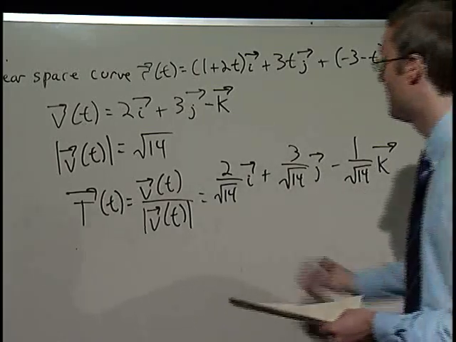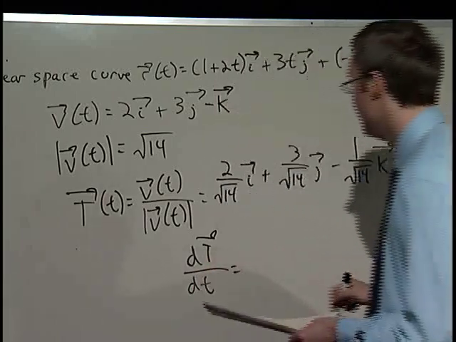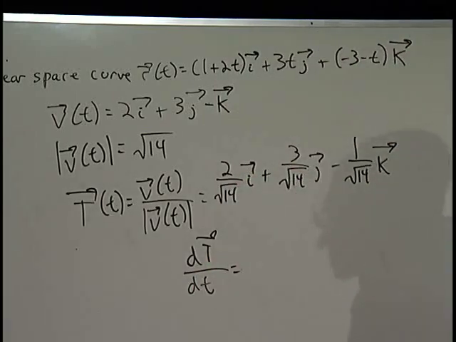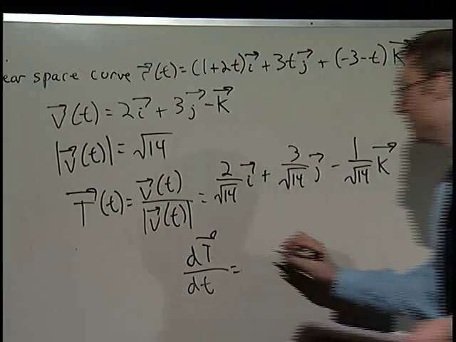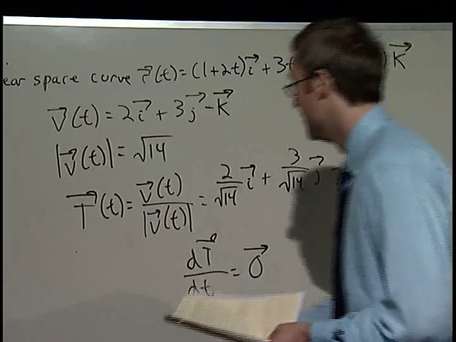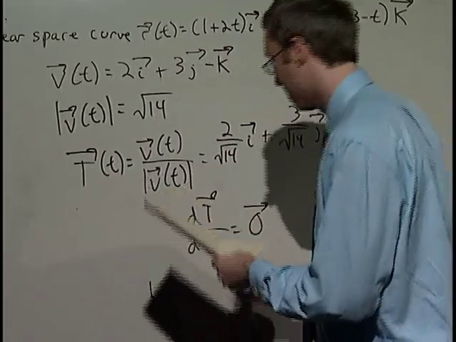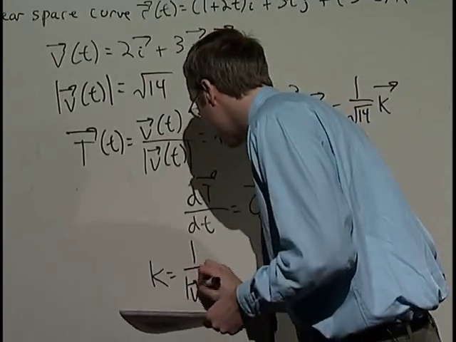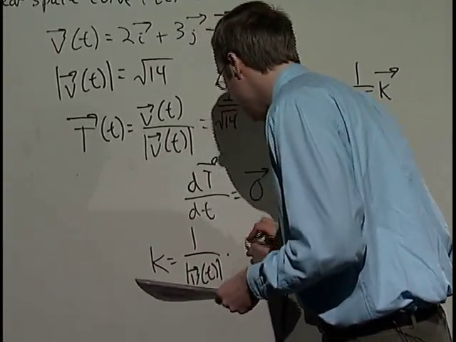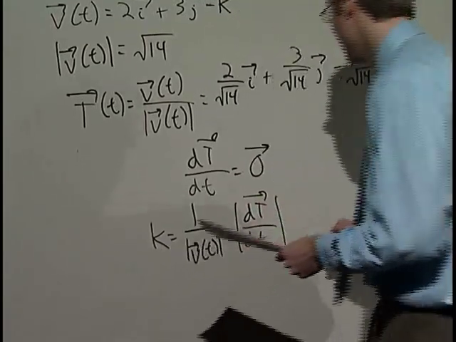Okay. And well, dT/dt, this derivative, well, these are all constant terms. The derivatives are all 0. So your derivative is going to be the 0 vector, right? Okay, well, great. We're almost done here. Let's just get ourselves very formalized. Remember, kappa is 1 over the length of v times the length of dT/dt.